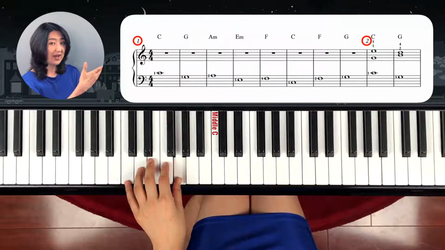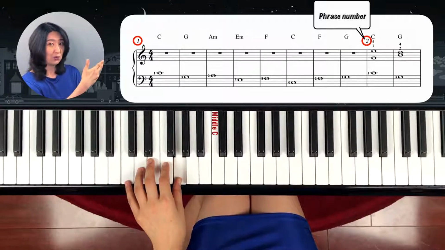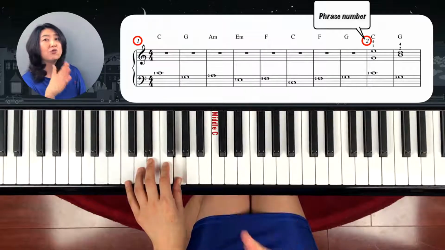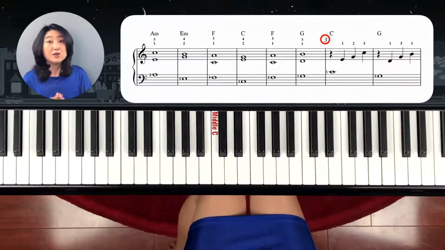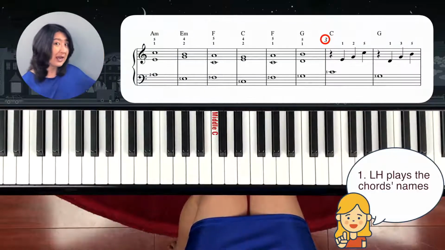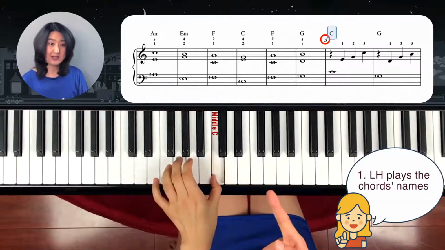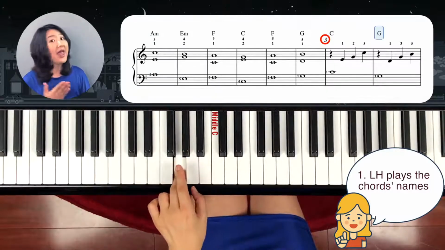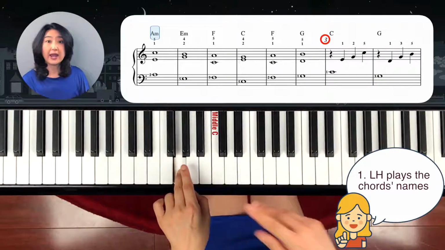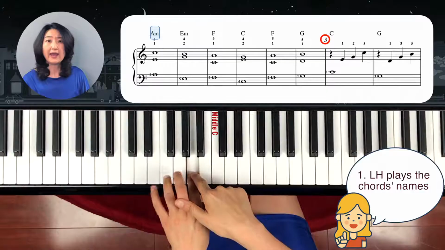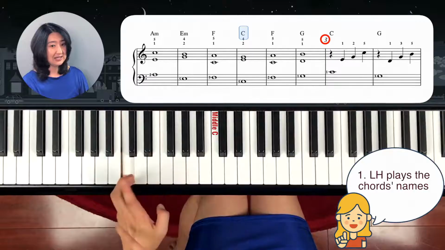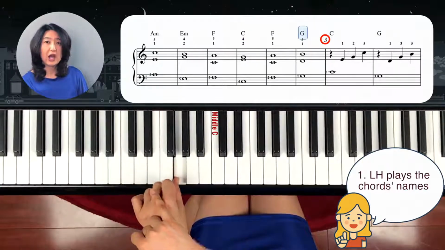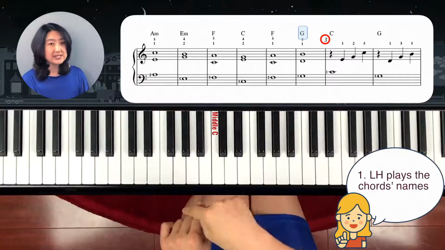And after that, you will find the numbers. The 2 means it's not a measure number, but a phrasing number. It repeats the same chord pattern over and over again. So the left hand plays simply the chord names. If it's a C, you just play the C. If it's a G, you just play the G. A minor, it really doesn't matter, A minor or A chord, just play A. And E, just play E. F, C, F, G. You only need to remember which C and which G.